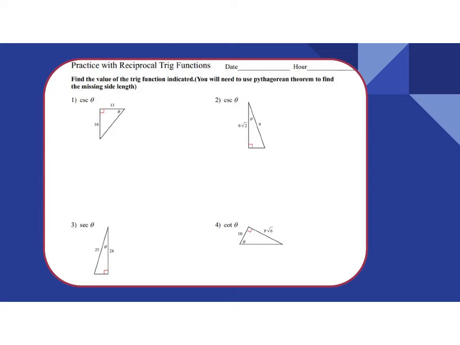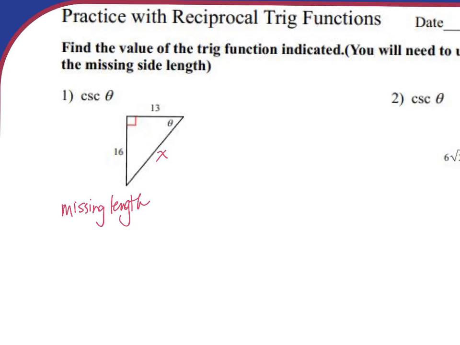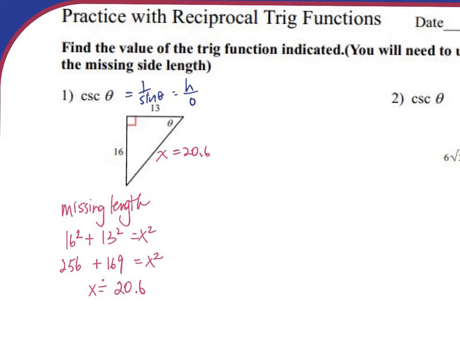Find the value of the trig function indicated. You will need to use Pythagorean theorem to find the missing length. First, let's find the missing length. Using Pythagorean theorem, the missing length is 20.6. Cosecant theta is equal to 1 over sine theta, which equals hypotenuse over opposite.